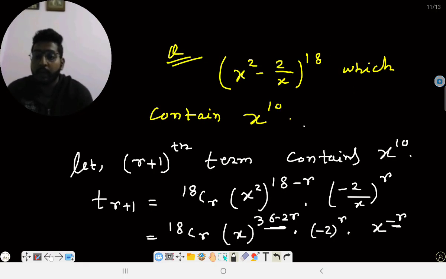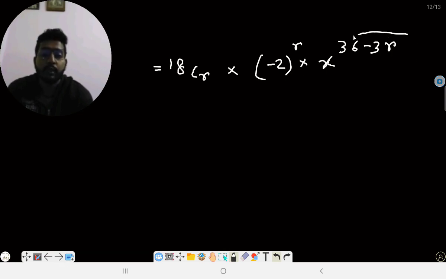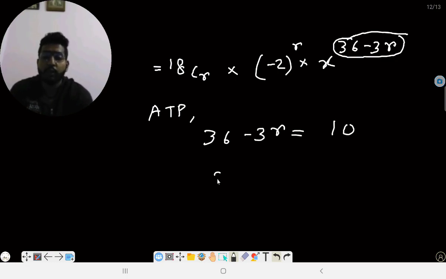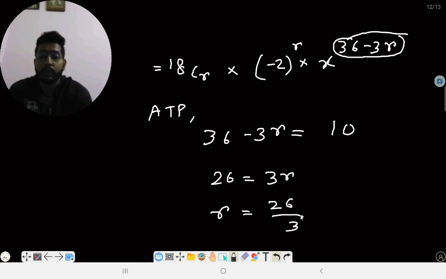Now we have let the r plus 1 term contain x to the power 10. That means the power of x will be 10. Now here the power of x is 36 minus 3r. That means, according to the problem, we can write 36 minus 3r equals 10. Now if I solve this one, 26 equals 3r. That means r equals 26 by 3, which does not belong to the natural numbers.